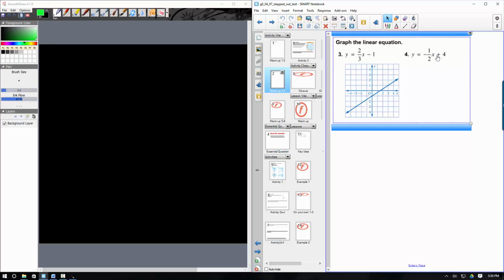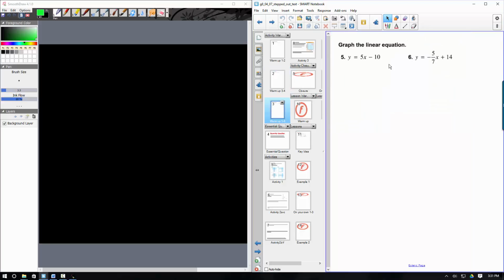For this one here, the starting point is at 4. So 0, 4 is my starting point. And then I'll go down 1 over 2. And again, notice that with the negative slopes, from left to right, it's going downwards. And for the positive slopes, from left to right, it's going upwards. So again, it is starting at 0, 4, and I go down 1 over 2.